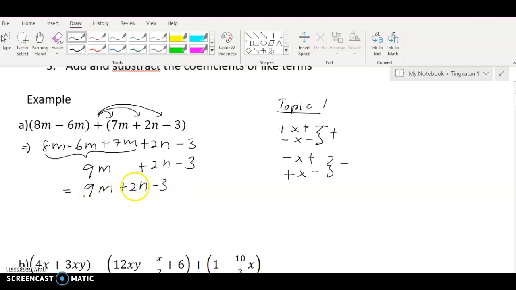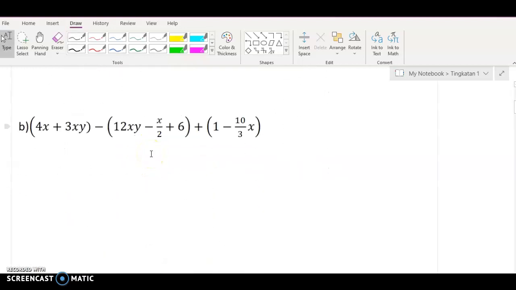Why do I just leave this? I don't combine the m and n because m and n are not like terms. You only solve the like terms. If they are unlike terms, you just leave them like that. Okay, now we move on to the second example.